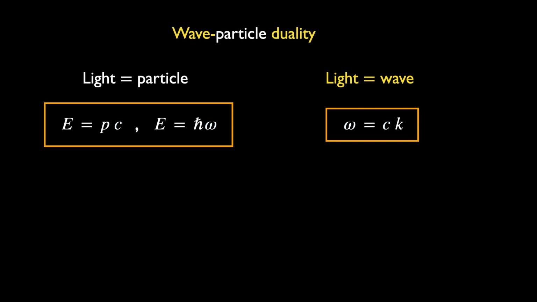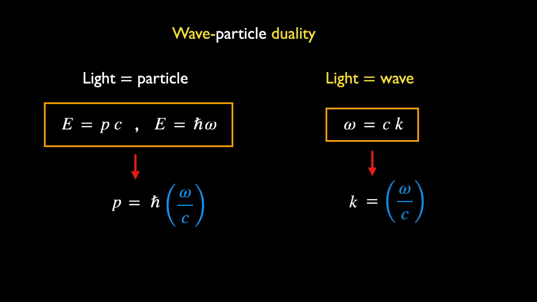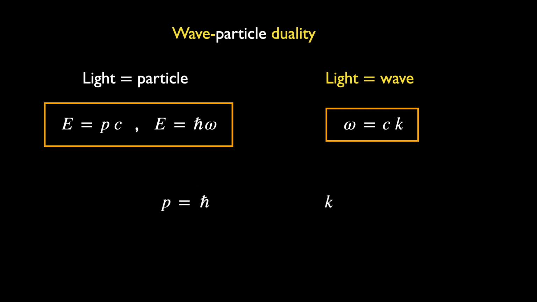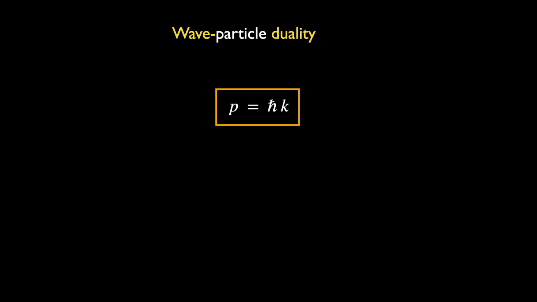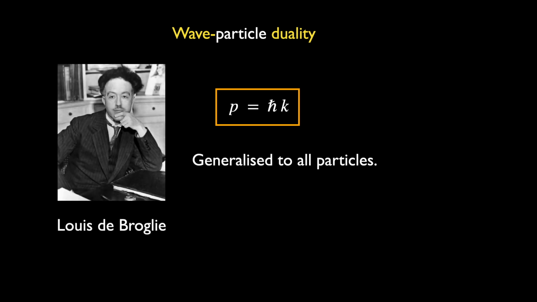On the particle side, we can express the momentum as the following, while on the wave side, combining these two equations, we get an equation relating the momentum of a particle to its wave number. This was then postulated to describe all particles, including massive particles like the electron, by Louis de Broglie in his PhD thesis building on the work of Einstein. Thus, the wave-particle duality is promoted to a universal principle.